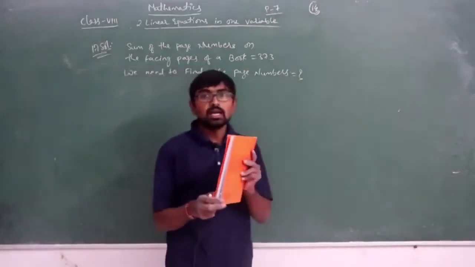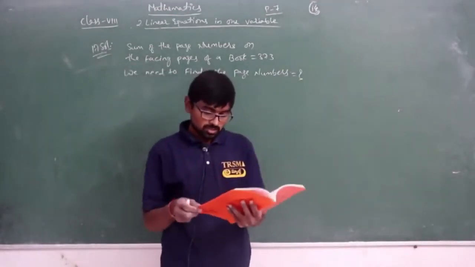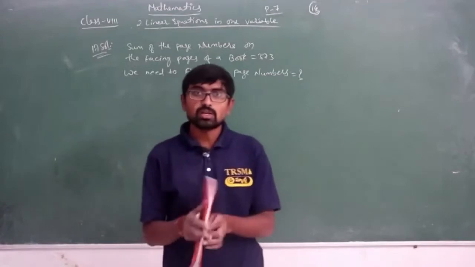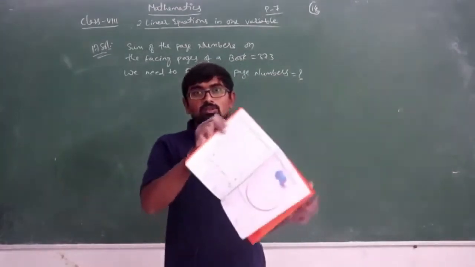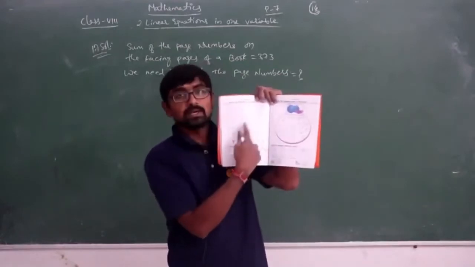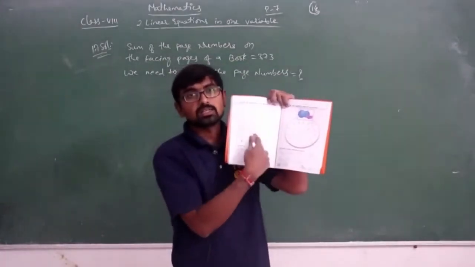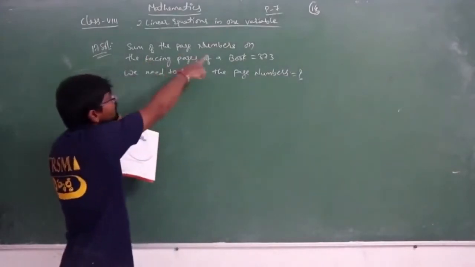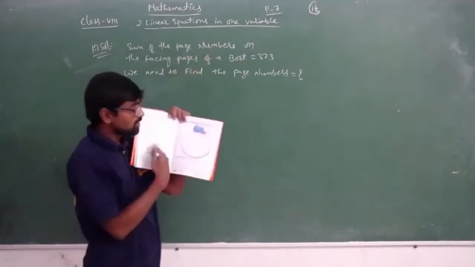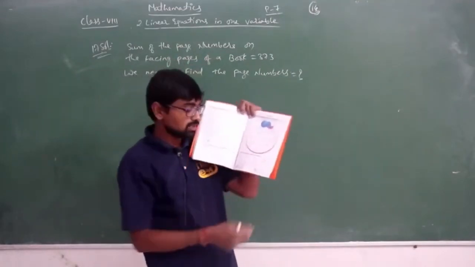So here I have one notebook. Basically what I am doing is opening one page from this. These both pages are facing one another, isn't it? They both are facing one another. Because of that reason he has said here "sum of page numbers of facing pages." Facing pages, you just remember facing pages.